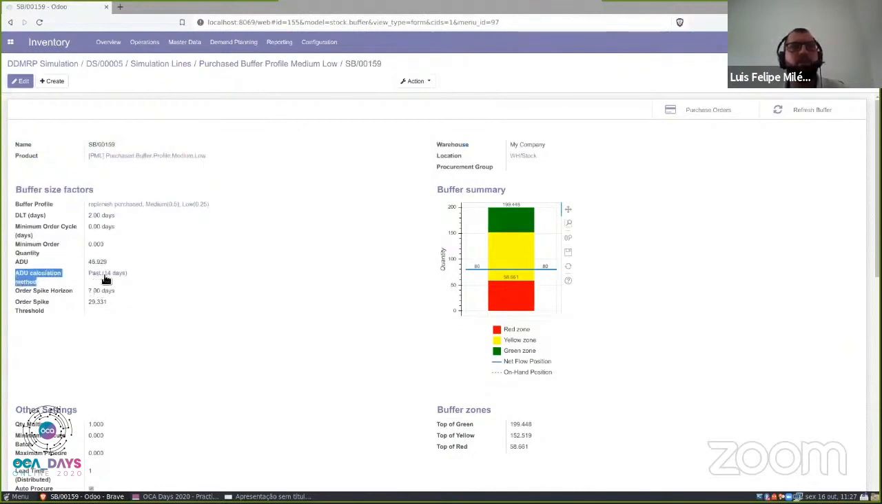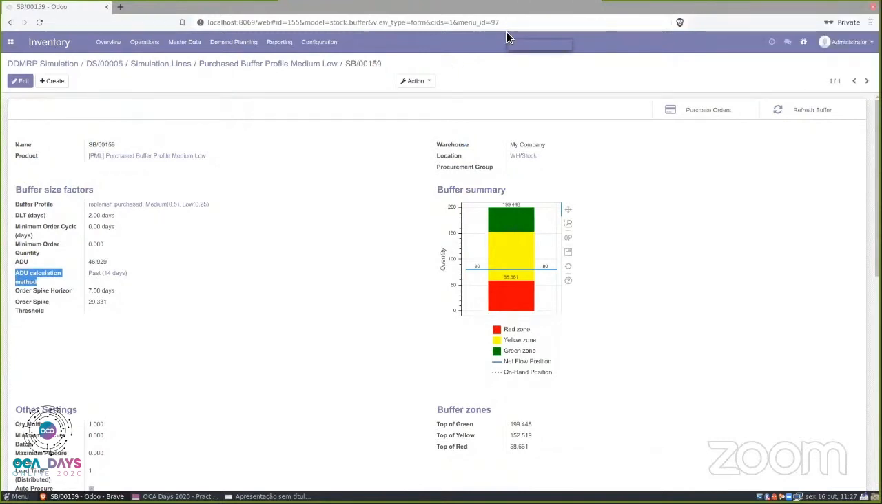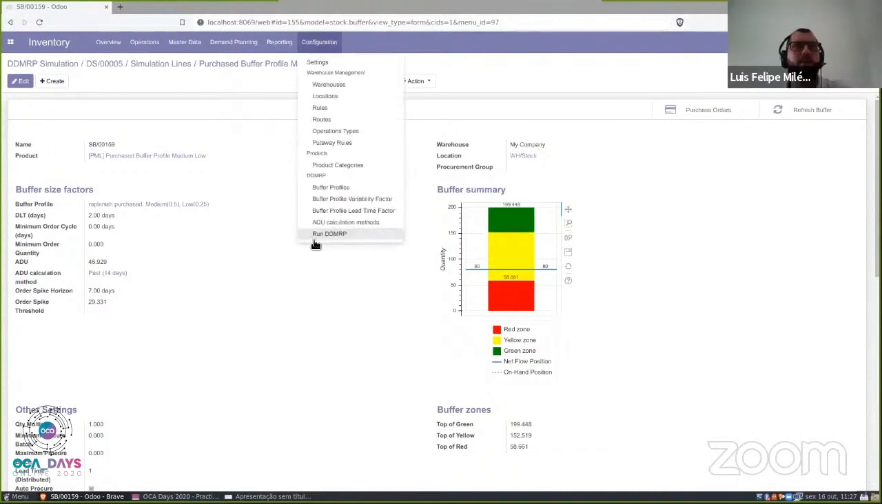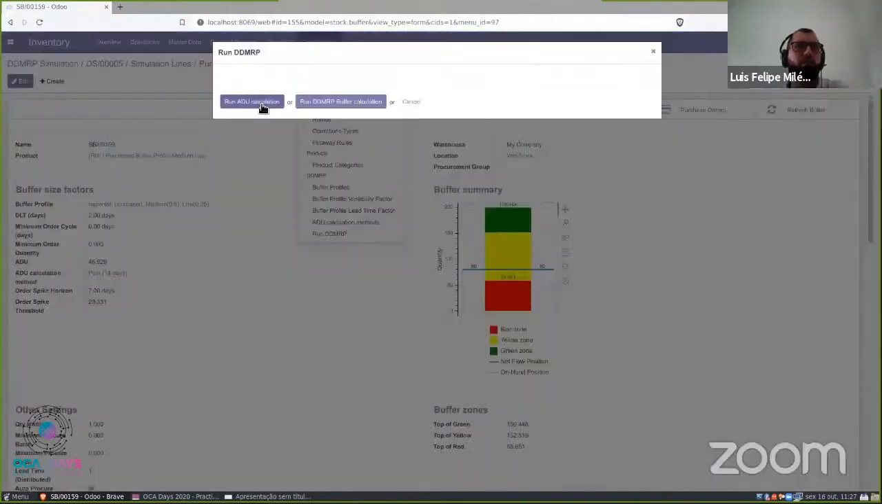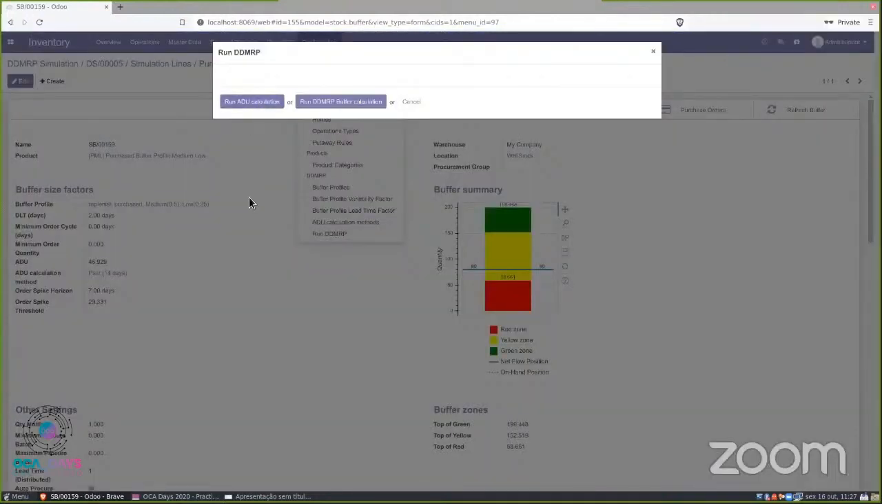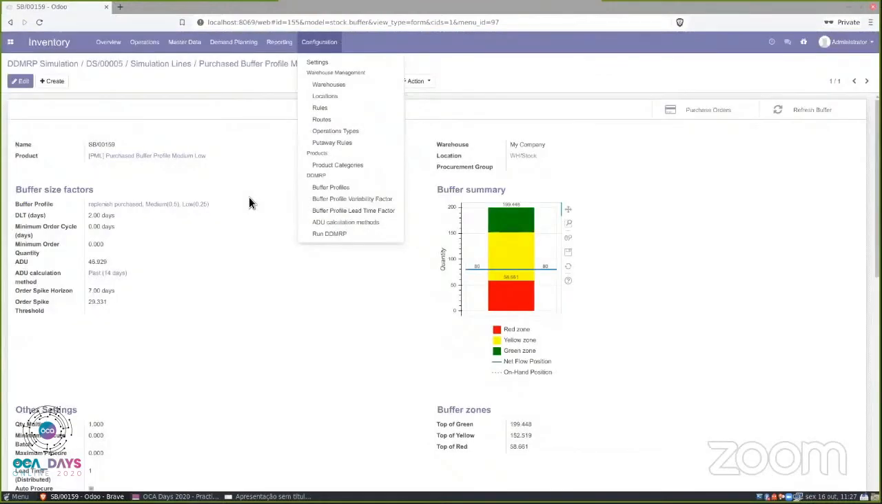Okay. So that 14 days we provide to Odoo, right? Yeah, we can run the ADU calculation here. Okay. Every day. Okay, thank you.